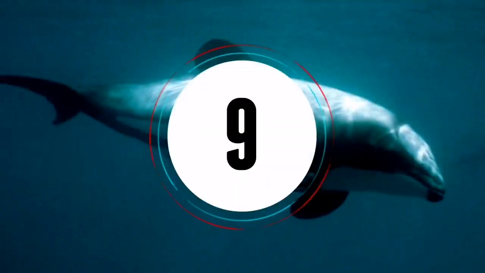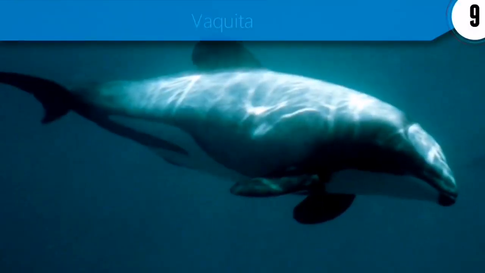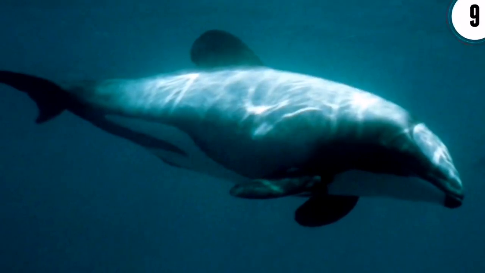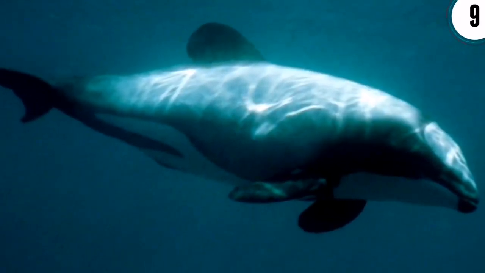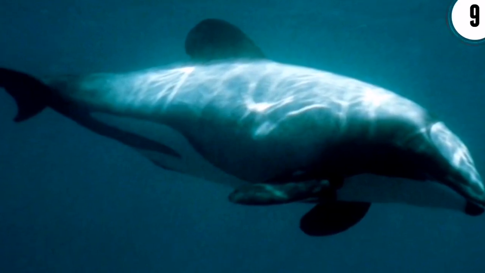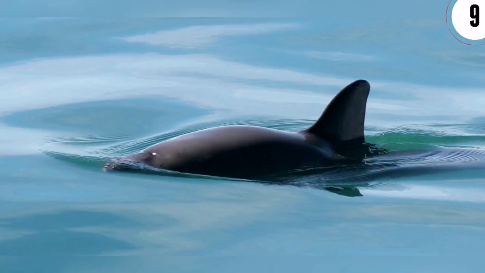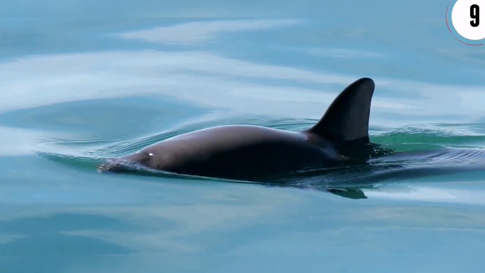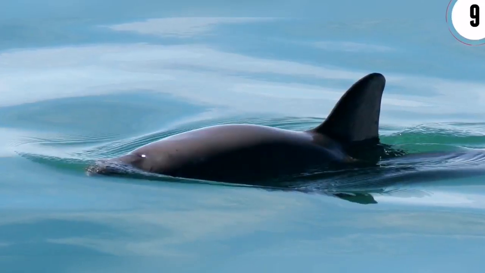Number 9. Vaquita. A name many have never even heard of, vaquita are the world's rarest marine mammal, and are currently on the edge of extinction. This little porpoise wasn't discovered until 1958. And yet today, we are on the brink of losing them forever. Vaquita have large, dark rings around their eyes and dark patches on their lips that form a thin line from the mouth to the pectoral fins.